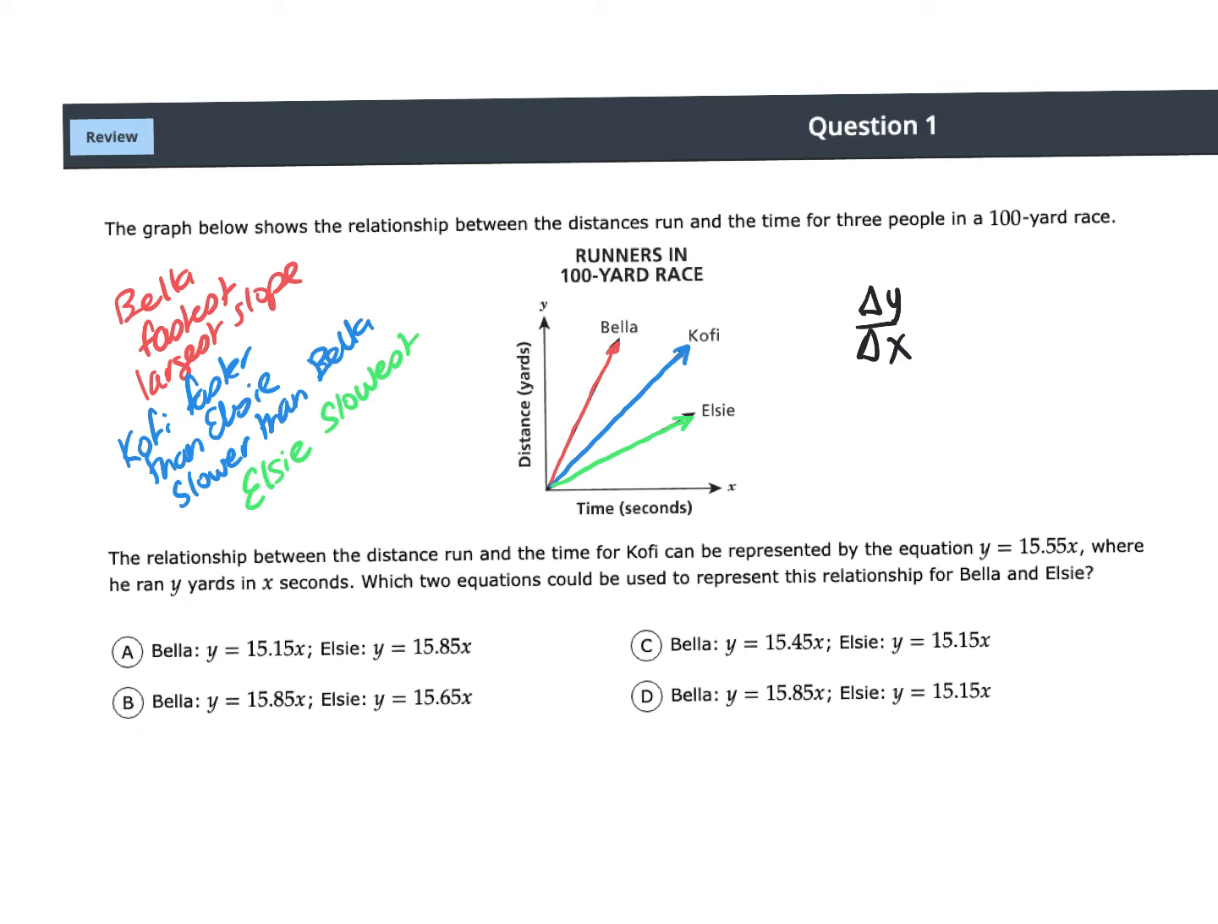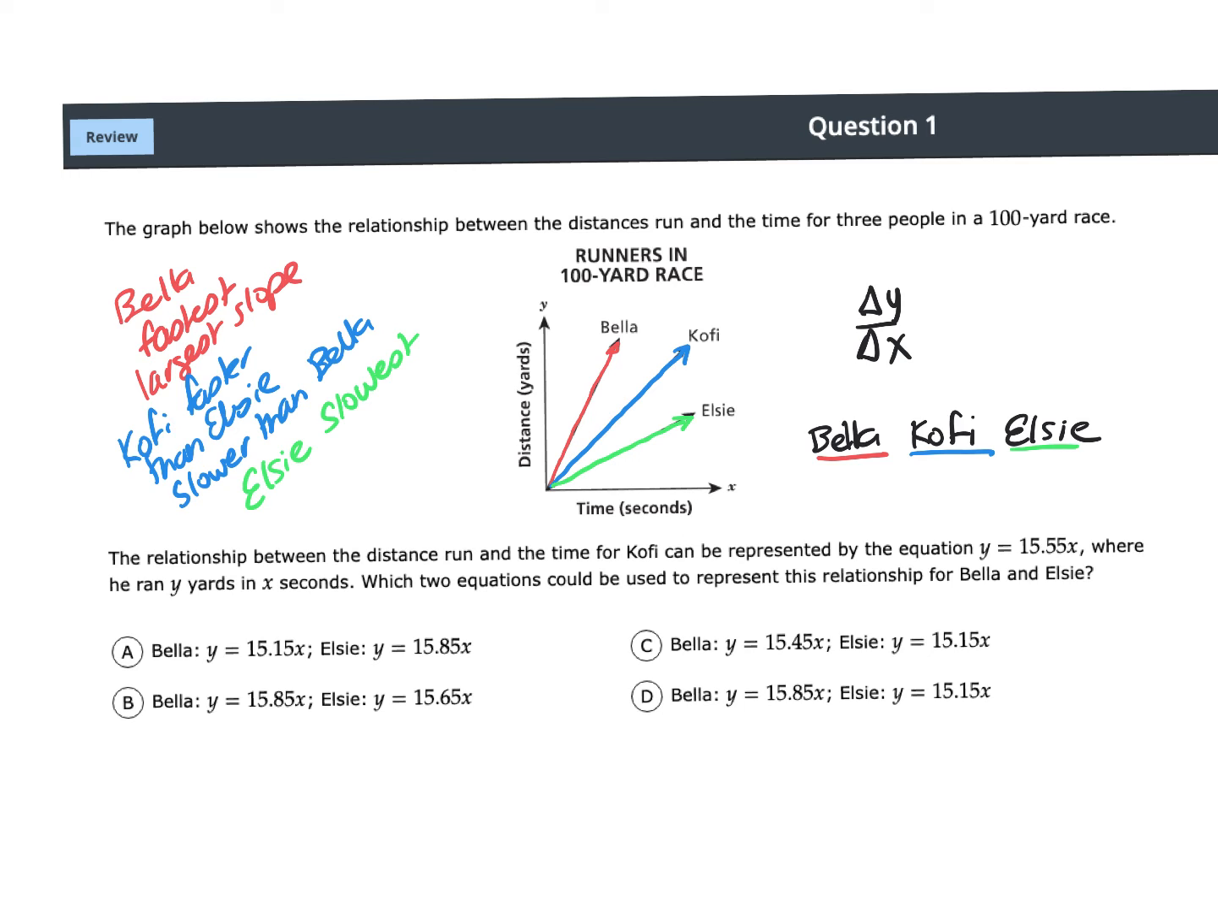So we know that the fastest is Bella, and then our middle person is Kofi. So we'll say Kofi is in the middle. And then we know our slowest person is Elsie. Okay, so our fastest person is Bella, so she should have the biggest slope. And our slowest person is Elsie, so she should have the smallest.